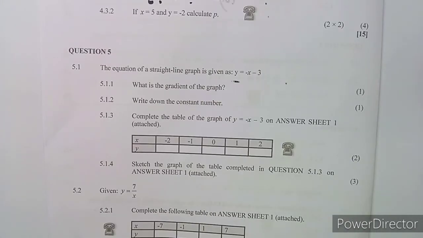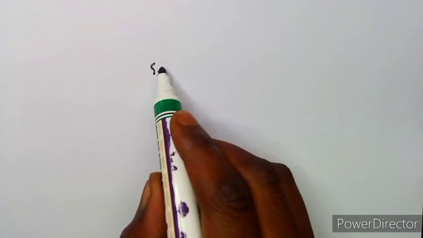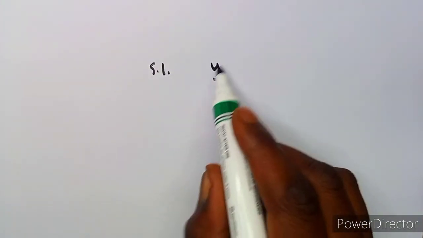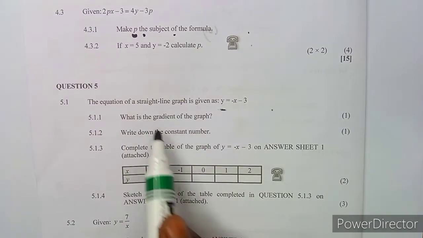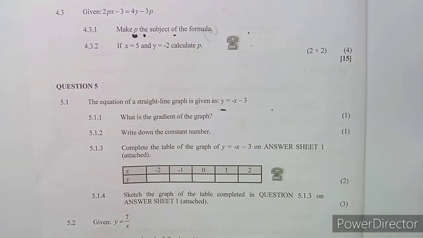Okay, on number 5, we are given the equation of a straight line graph, which is y is equal to minus x minus 3. This is 5.1. The first question is, what is the gradient? In fact, we are not asked to calculate, you are given what is, which means you're supposed to state the gradient. So the gradient there is minus 1.